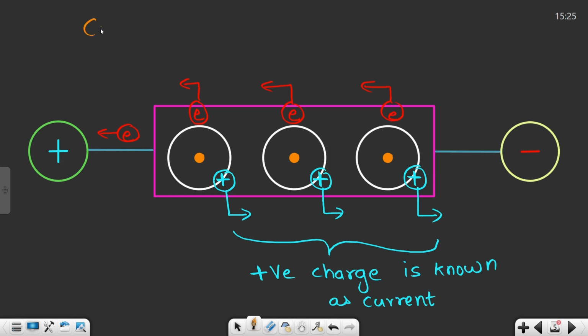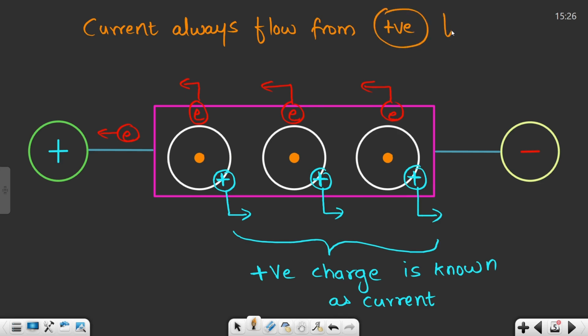So just remember, current always flows from positive to negative direction. Positive to negative direction.